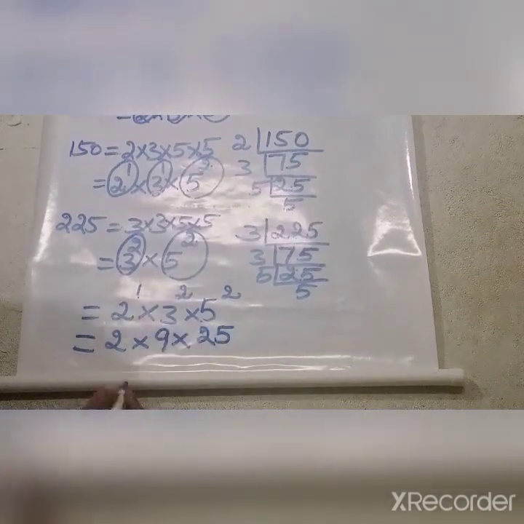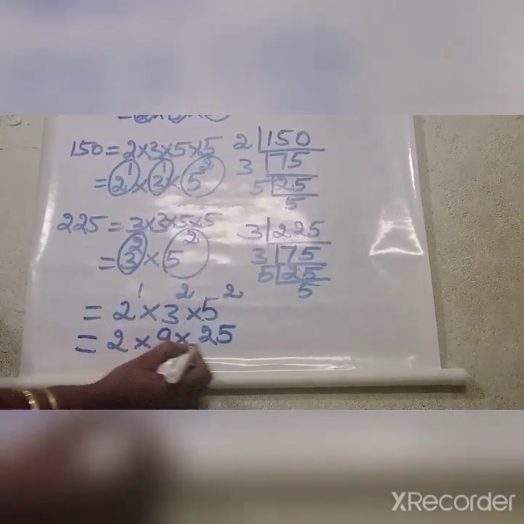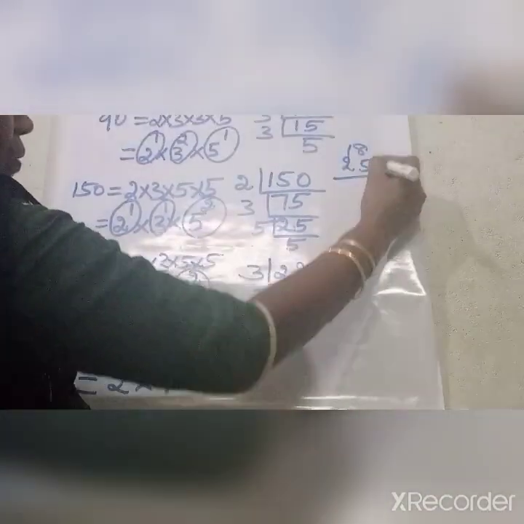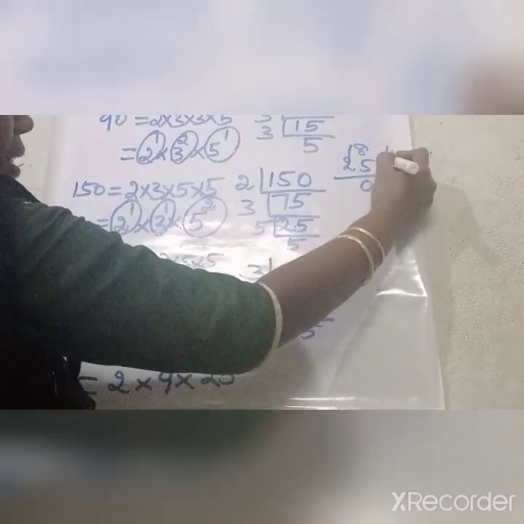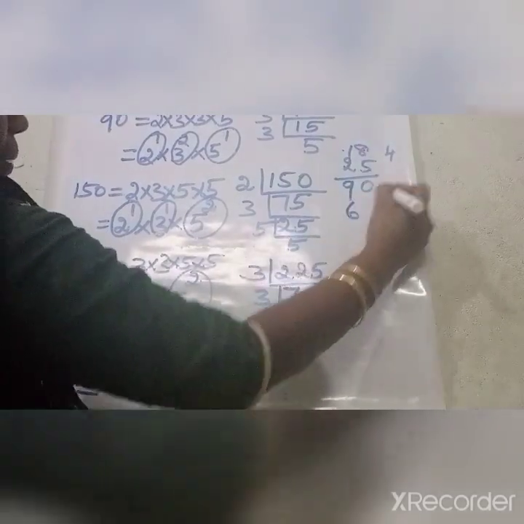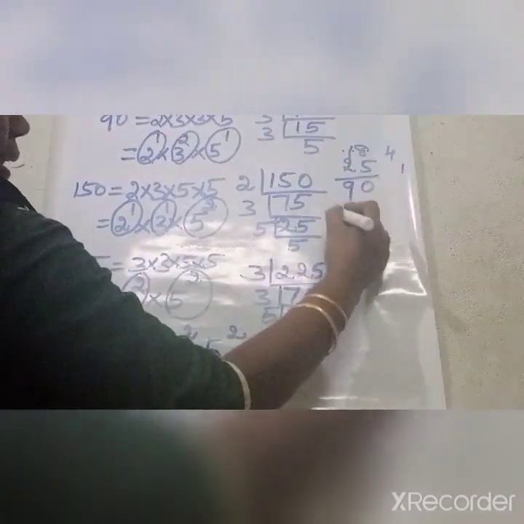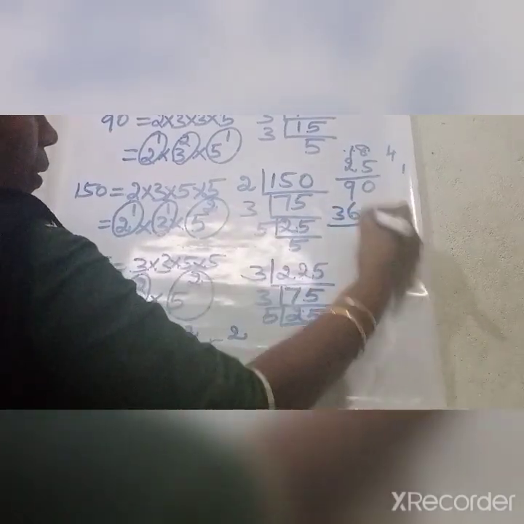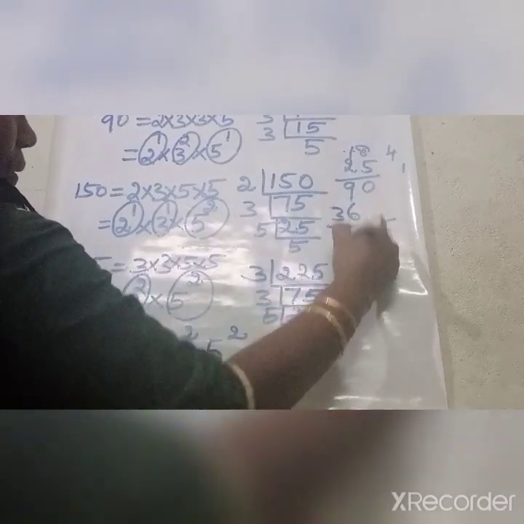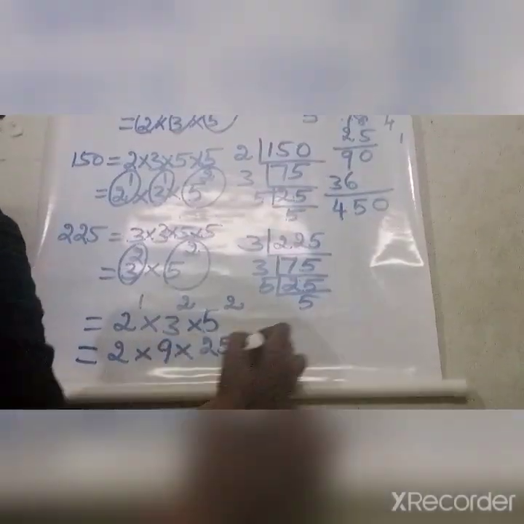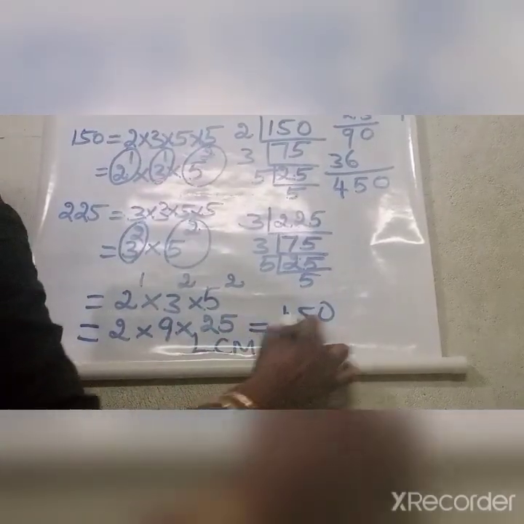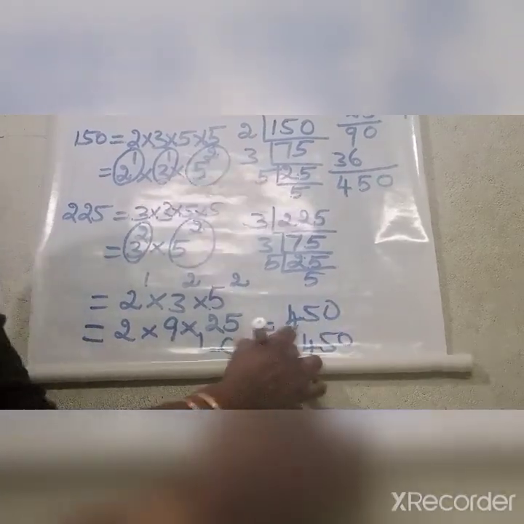Now we have to multiply. 2 9s are 18. 18 into 25. Let us multiply 18 into 25. What do we get? 5 8s are 40. 4 balance. 1 5 is 5. 5 plus 4 is 9. 2 8s are 16. 1 balance. 1 2 is 2 plus 1 is 3. Let us add this. 0, here 5, 9, 3 plus 1 is 4. Okay. So it is equal to 450. Therefore, LCM equals 450. Understood, students?